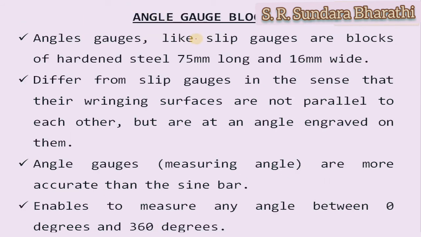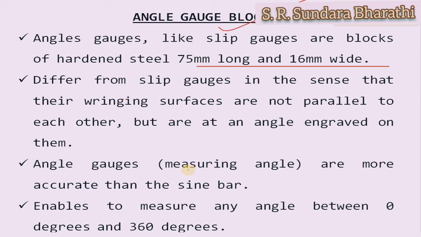Next we discuss angle gauge blocks. Angle gauge blocks are like slip gauge blocks, here 75 long and 16 wide. They differ from slip gauges in the sense of their wringing surfaces. Here the slip gauges' wringing surfaces are parallel, but the angle gauge blocks are not parallel to each other.